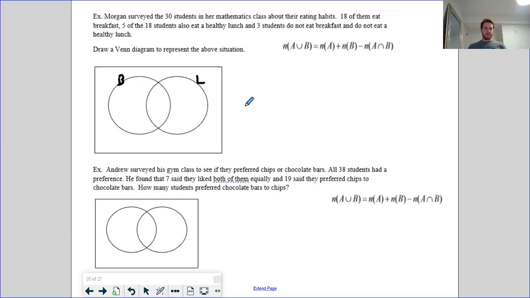All right. If anyone has an answer, let me give you another 15 seconds to see if you can come up with something. Okay. So Morgan surveyed 30 students in her math class about their eating habits. 18 of them eat breakfast. 5 of the students also eat a healthy lunch. And 3 students do not eat anything.